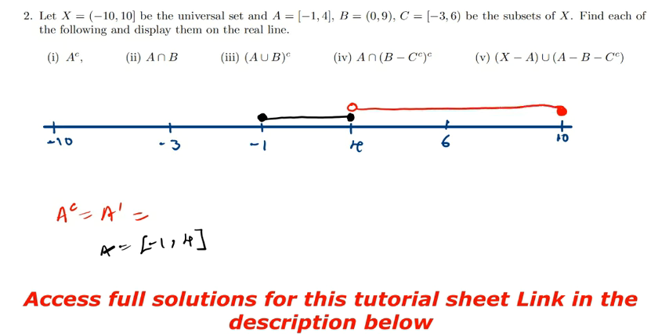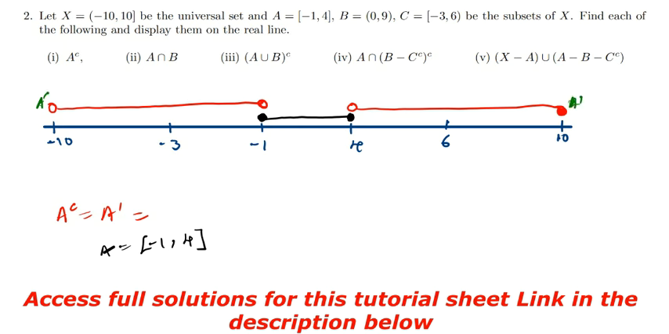Then also negative 1 is in A, so it can't be in A complement. And negative 10 is not in the universal set. So this is also going to be A complement. So we have, this is A complement. This is also A complement.